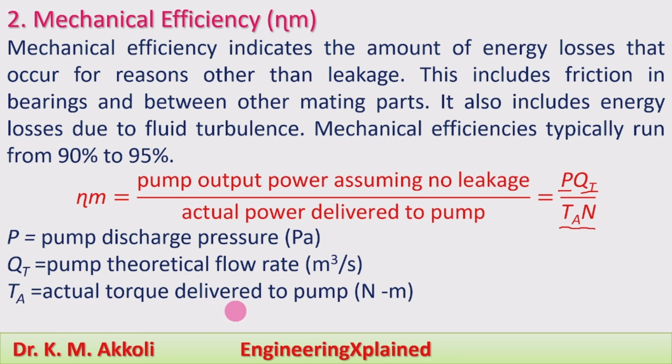TA is the actual torque delivered to the pump in Newton meter, whatever is actually delivered to the pump. And N is the pump speed in RPM. So the actual torque delivered and the pump speed in RPM we are going to take here.